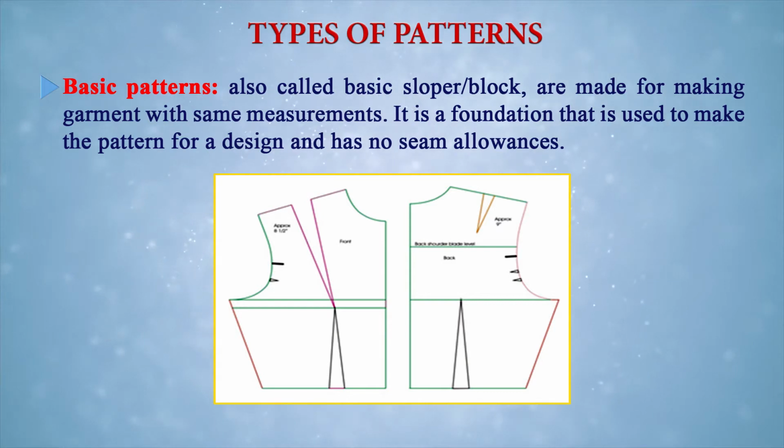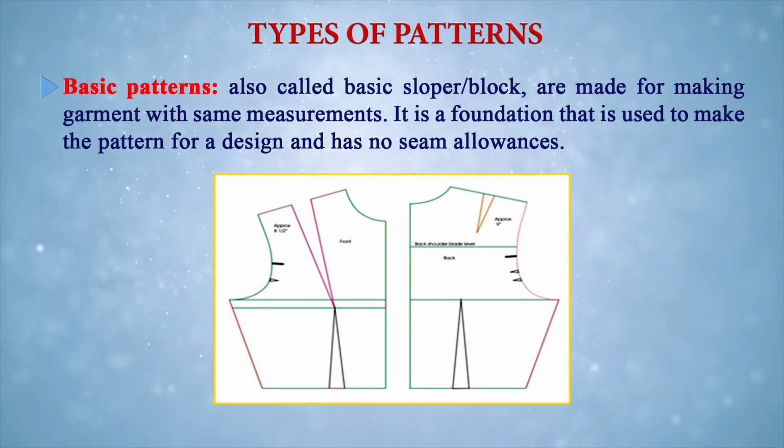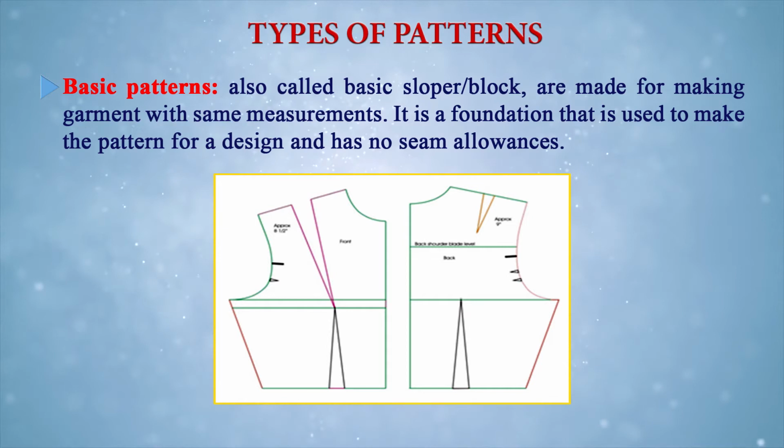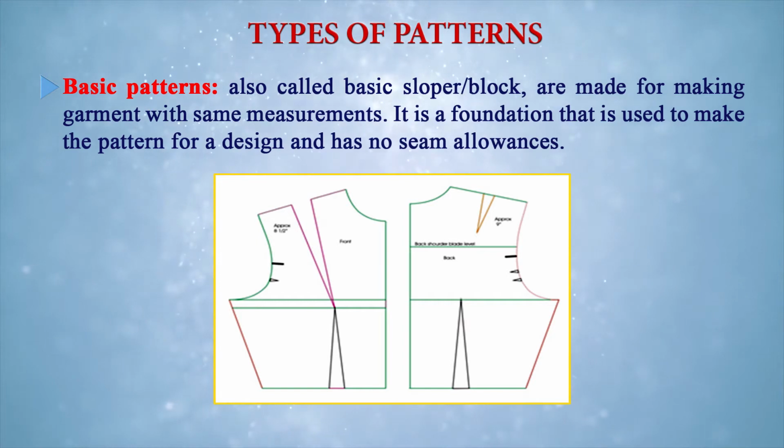And when we talk about the types of patterns, basically there are three types of pattern we have in fashion design, or when we go for pattern making. So, types of patterns: first is the basic pattern, which is also called the sloper or the block, as we have discussed just now. The block we have developed with a standard body measurement, and then it is used for making garments with the same measurement. Like we have taken a measurement and developed a block or a sloper, and we work with that particular block or sloper.